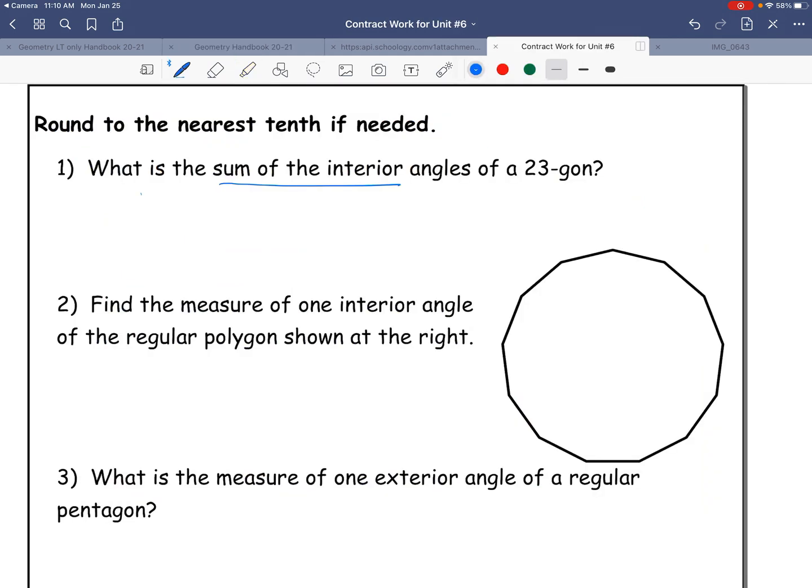What's the sum of the interior of a 23-gon? 23 minus 2 times 180, and we get 3,780.